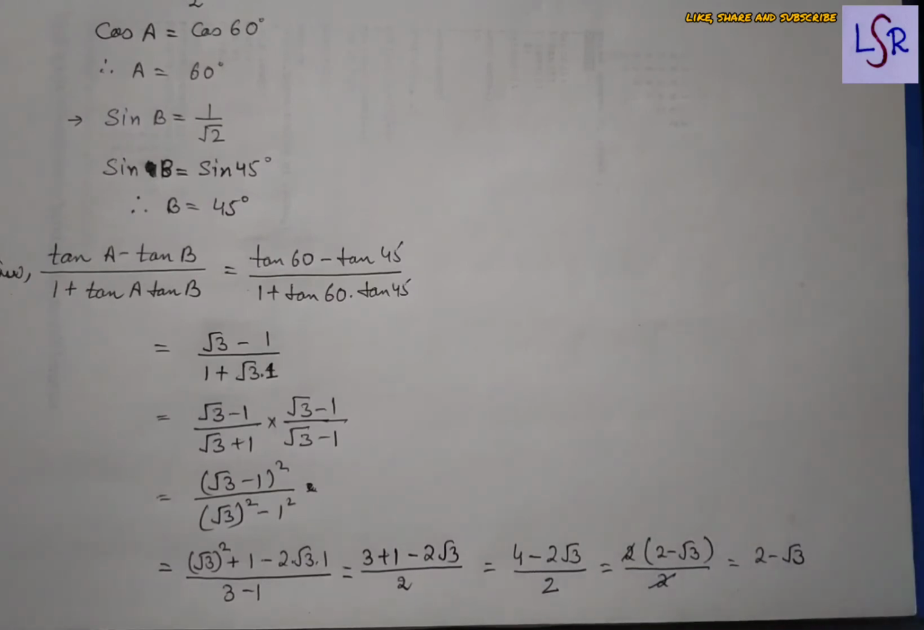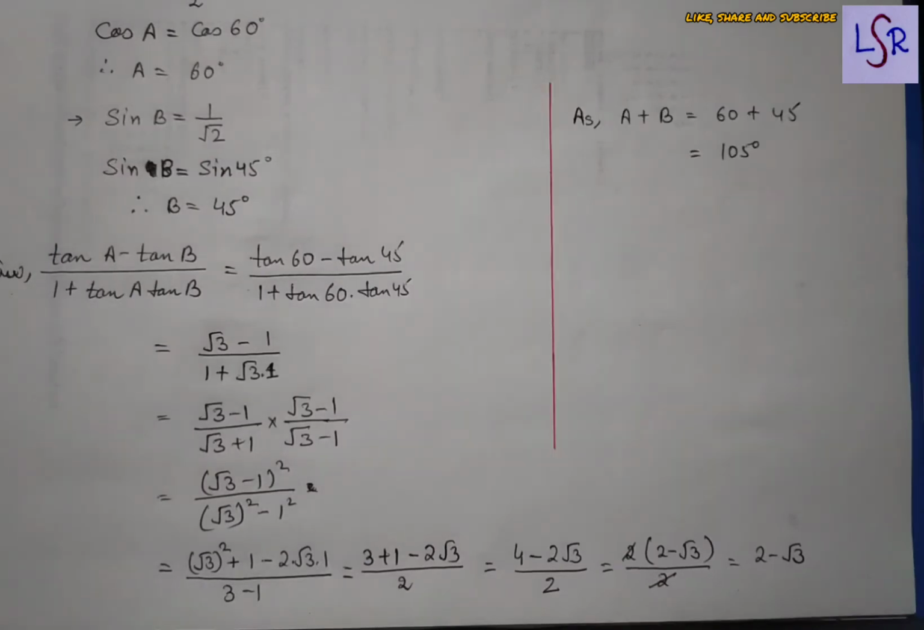Now the second part of the question is asking, are the angles A and B from the same triangle? We have to give the explanation for it. So here, as we see, the sum of A and B is 105, therefore it can't be angles of the same triangle. If the sum were 90 degrees, then it could be the angles of the same triangle.